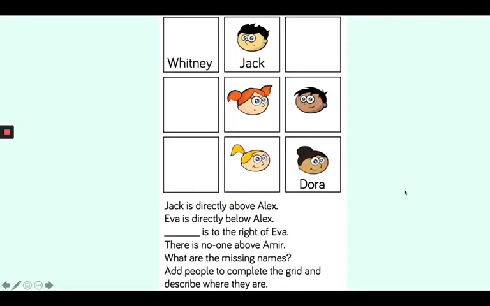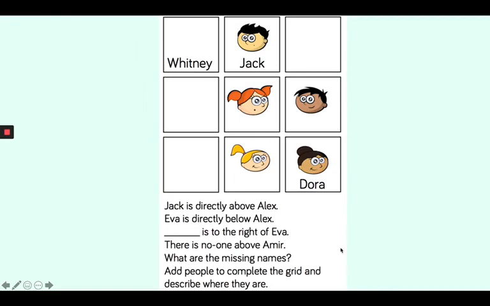Okay, well done. So your next task is to have a look at this grid and read the instructions. So Jack is directly above Alex. Eva is directly below Alex. Who is to the right of Eva? There is no one above Amir. What are the missing names? Add people to complete the grid and describe where they are.